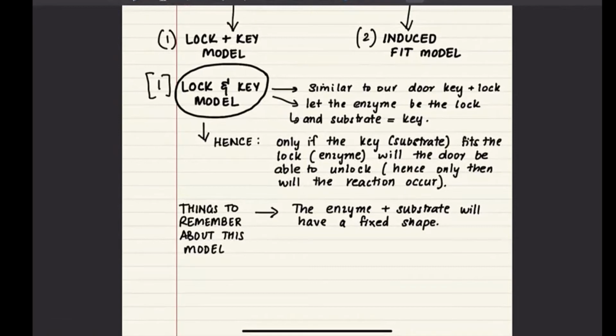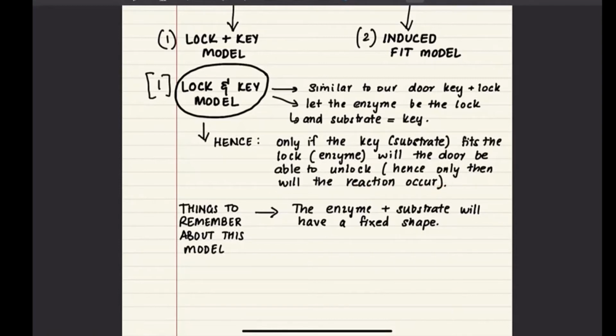The lock and key is really similar to the door lock and the key we have at our homes. Let's just imagine the enzyme to be the lock and the substrate to be the key. Only if the key is of the right size will it ever fit the lock. So if we don't have the right substrate, it's not going to fit the enzyme. Hence, the reaction is not going to occur. And if we have the right substrate and the right enzyme or the lock, the door is going to open. When we say the door is going to open, it's similar to saying that the reaction will occur.